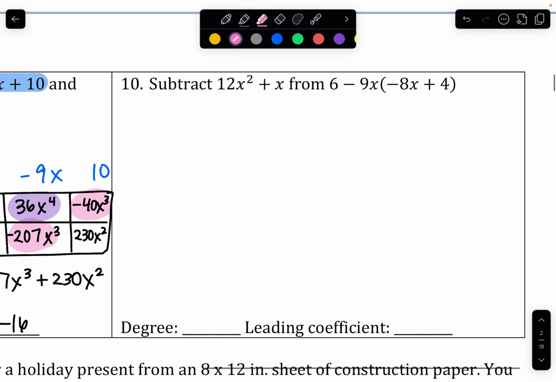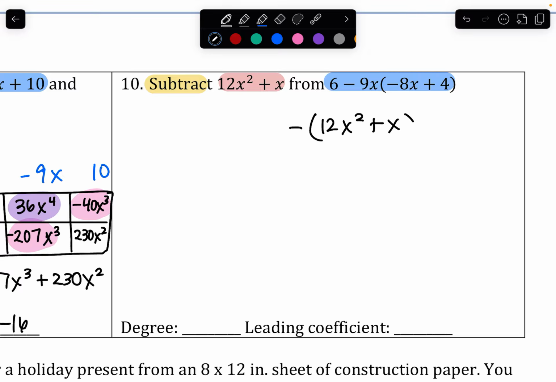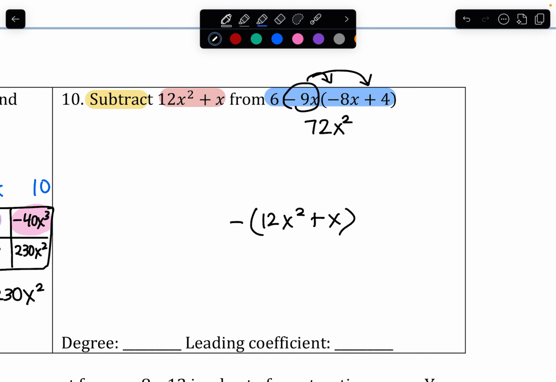Okay, for this last one, we're subtracting red from blue. What we're subtracting is what needs to be after the minus sign. Then I'm going to simplify the blue by distributing first, anytime you see those parentheses. So negative 9 times negative 8 would be 72. x times x would be x squared. Negative 9 times 4 is negative 36 with the x. And we still have the 6 out front.